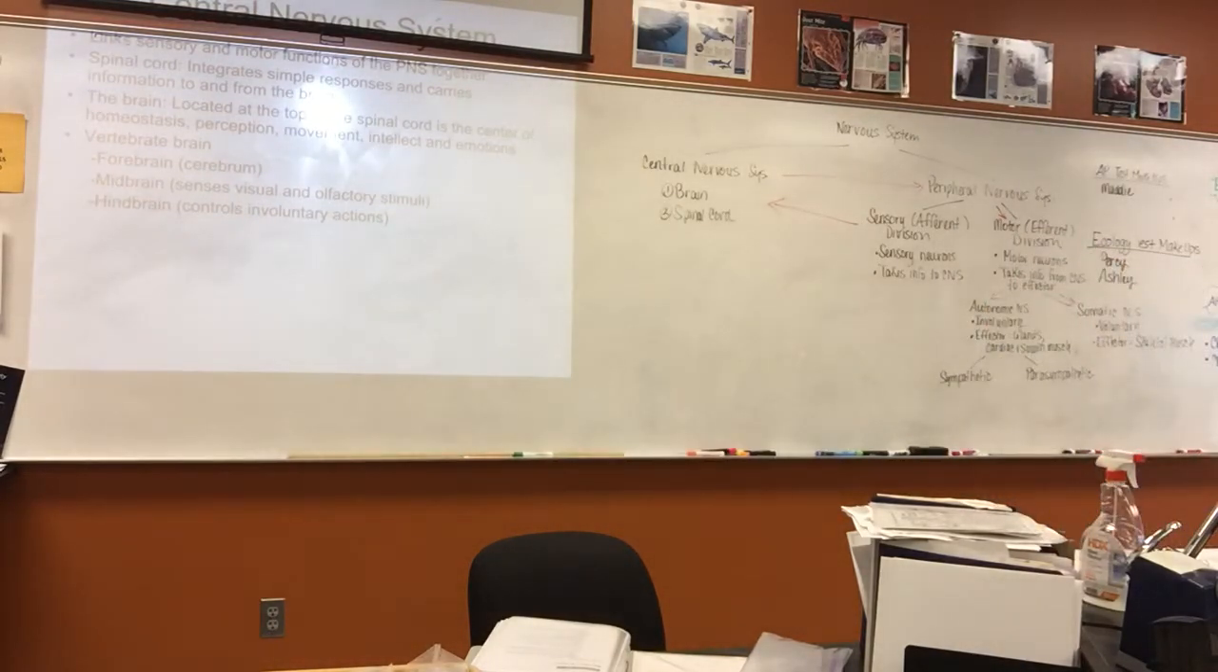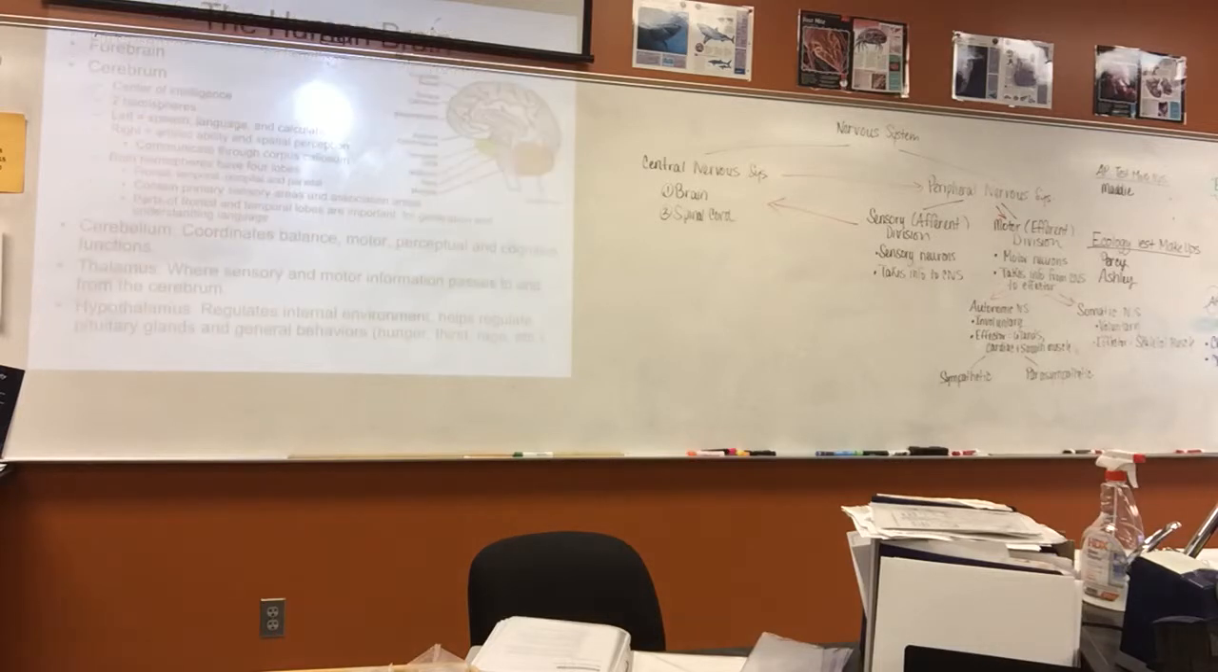So let's look at the forebrain here a little bit more, or the cerebrum. So the cerebrum is the center of intelligence. There are two hemispheres that you've probably heard of, the left and the right. Left is involved in speech, language, and calculation. The right is artistic ability and spatial perception. And they can communicate through the corpus callosum. Both hemispheres have 4 lobes: the frontal, temporal, occipital, and parietal.